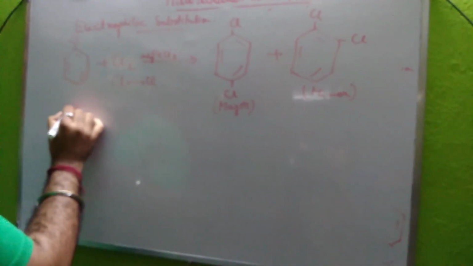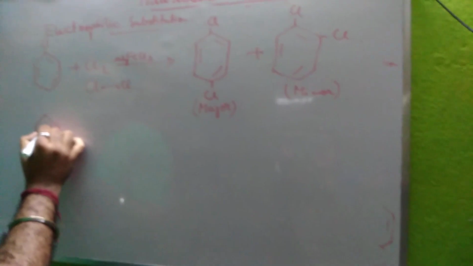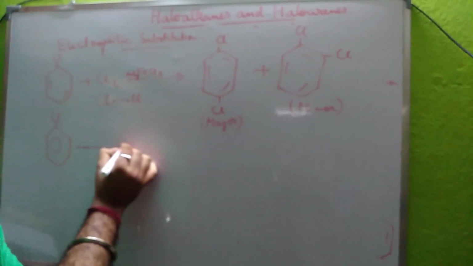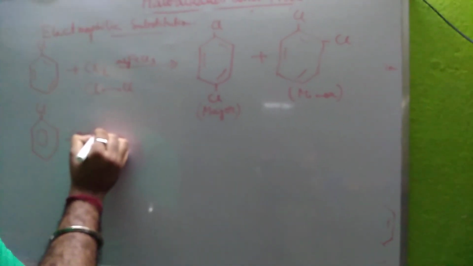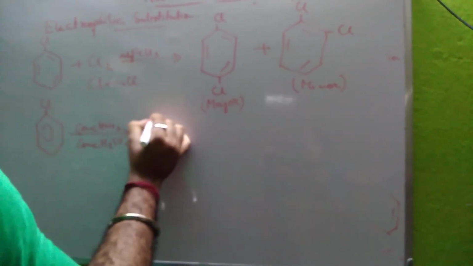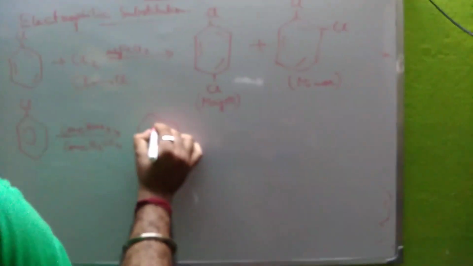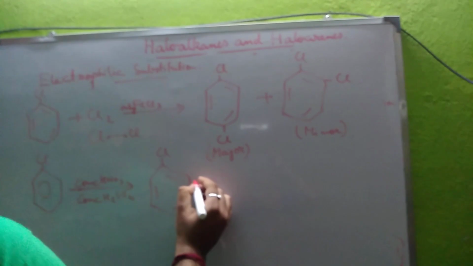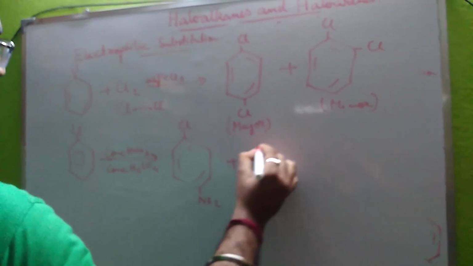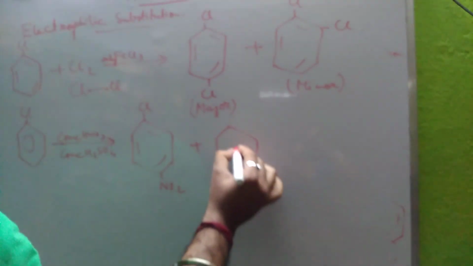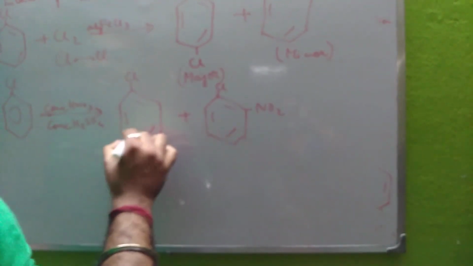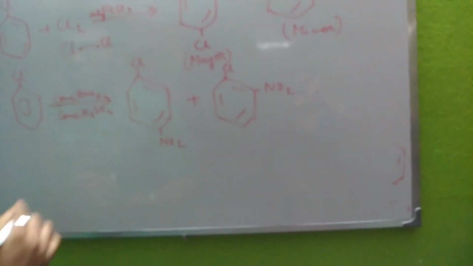Now from here, if I again react chlorobenzene in the presence of concentrated HNO3 and concentrated H2SO4, what will happen? It will be giving you Cl, and one time again the NO2 will be coming at the para position, and another time the NO2 will be coming in the ortho position. So again this would be a major product since it's symmetrical.